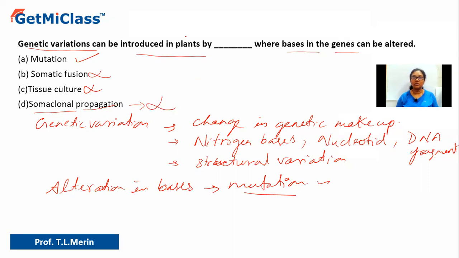So what is the option? The correct option is option A, that is mutation. Mutation can be utilized to alter the bases of nucleotides of a particular gene, and that can bring about genetic variation.